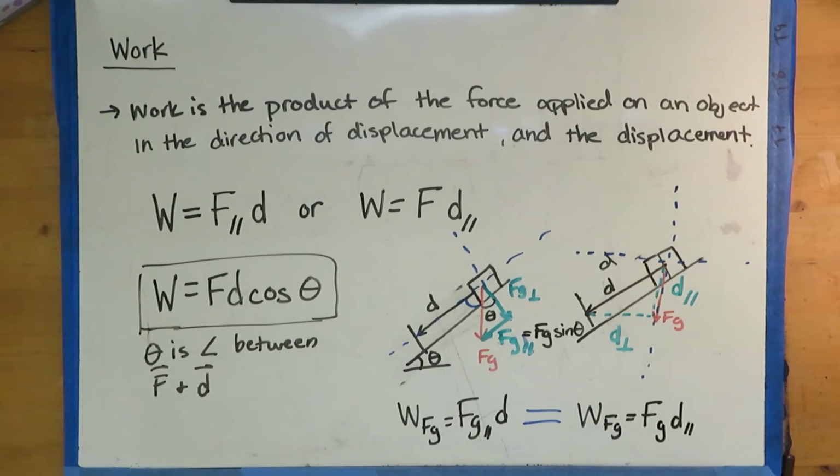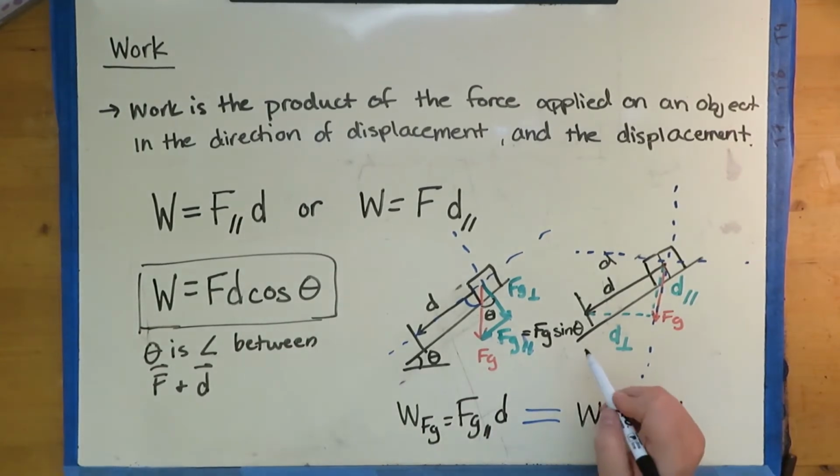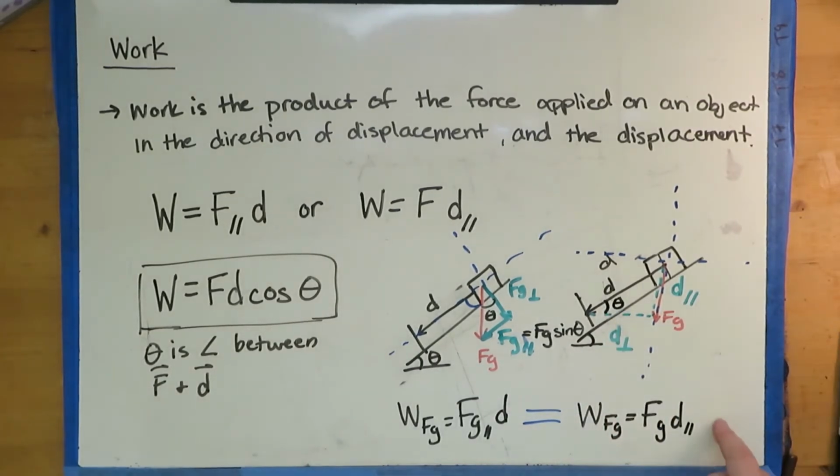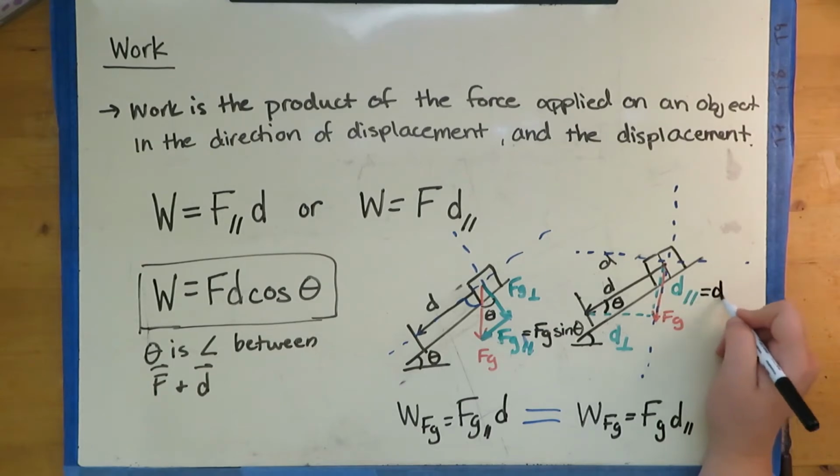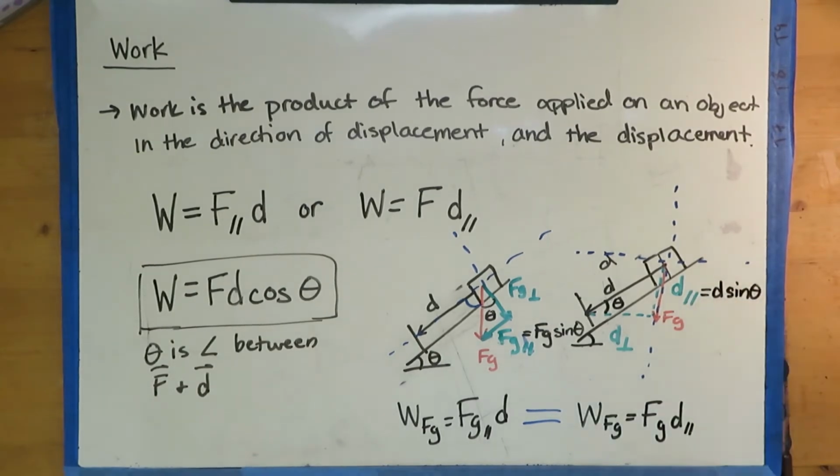Now, if I take a look at this same triangle, this is my angle theta, the same as this angle theta. So if I was to define D parallel here, D parallel would be the opposite side of that, so that would be D times sine theta.